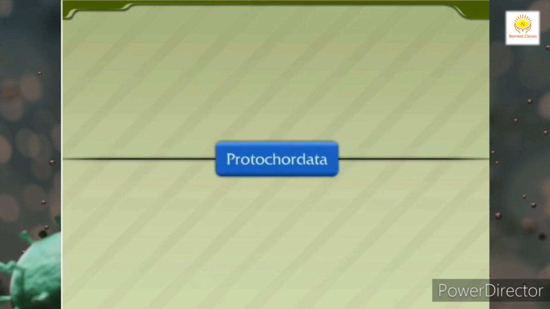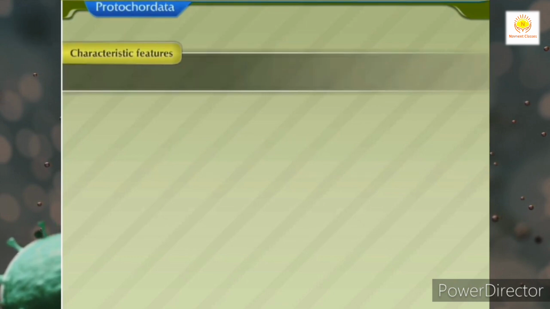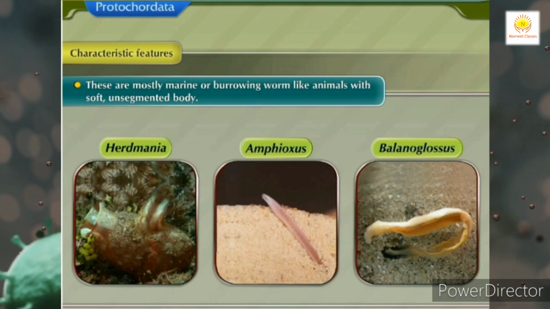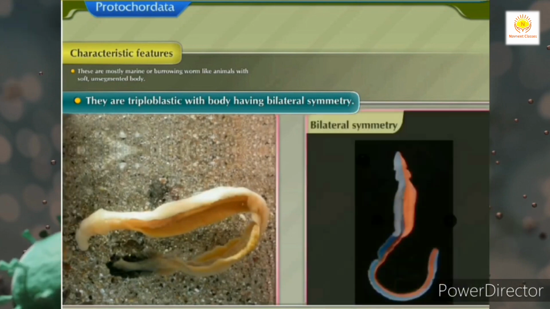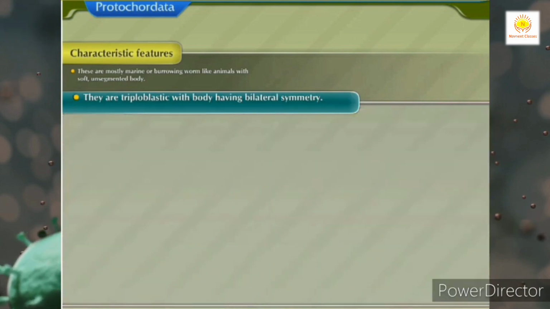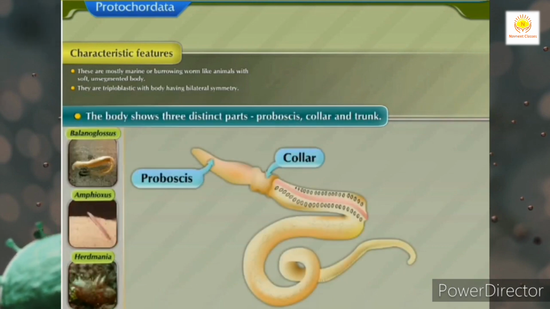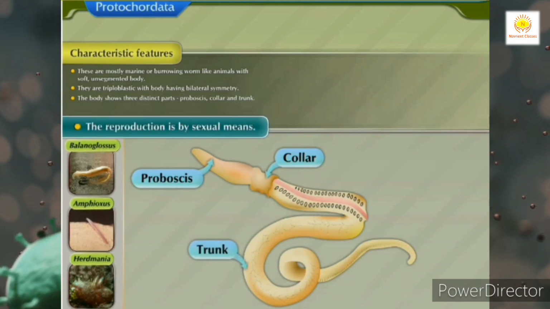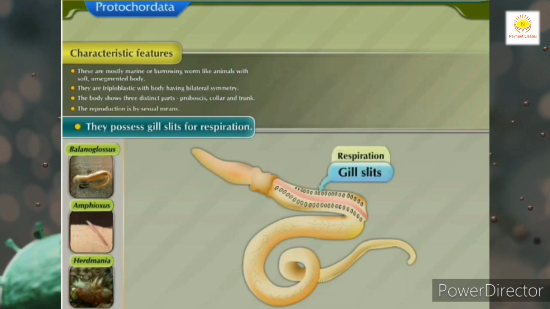Protochordata. The characteristic features of this phylum are: these are mostly marine or burrowing worm-like animals with soft, unsegmented body. They are triploblastic, with body having bilateral symmetry. The body shows 3 distinct parts: proboscis, collar, and trunk. The reproduction is by sexual means. They possess gill slits for respiration.